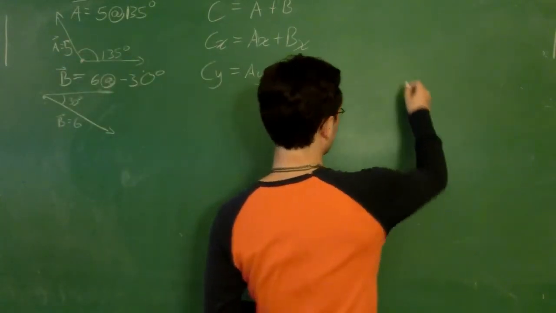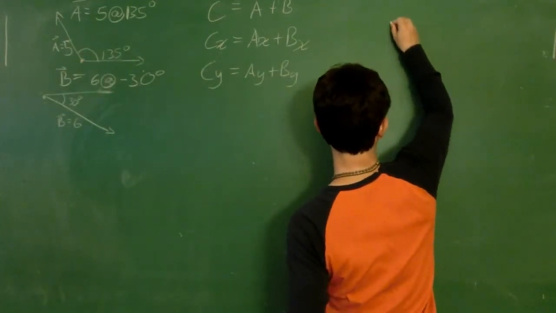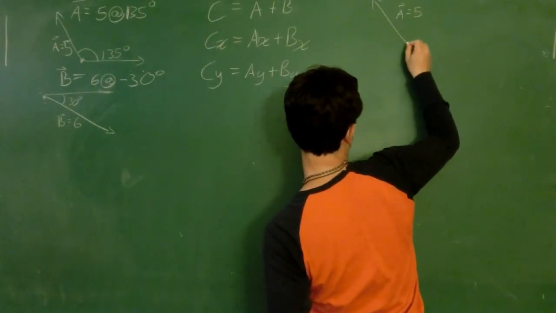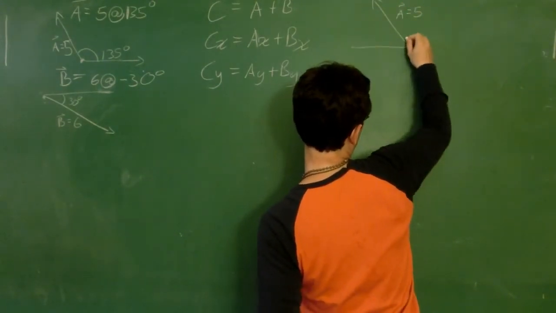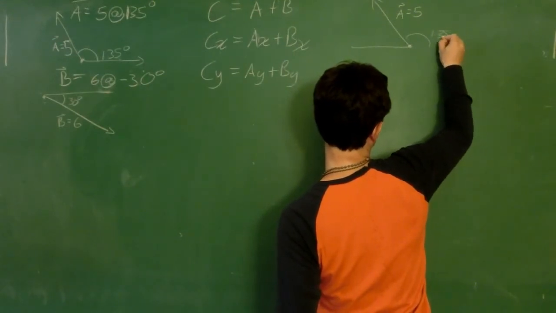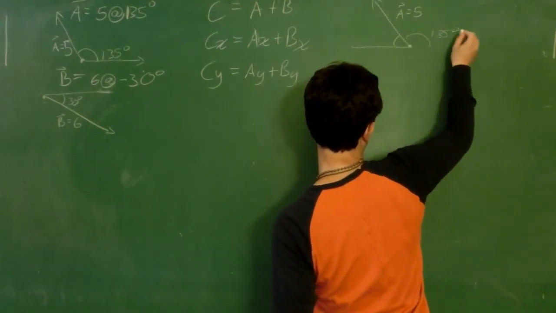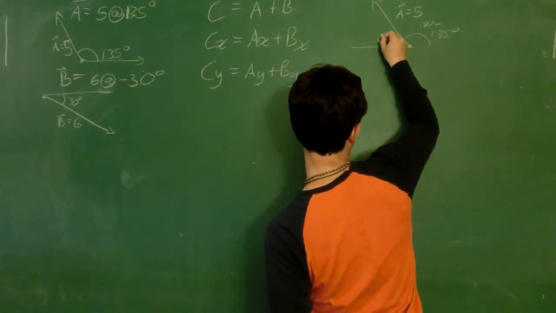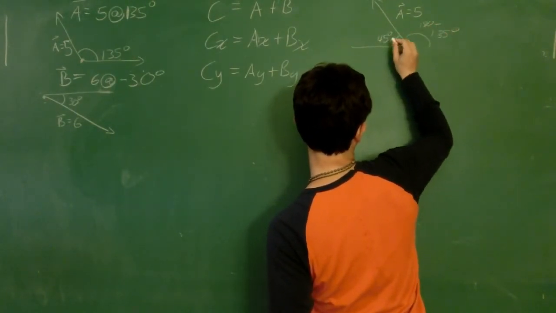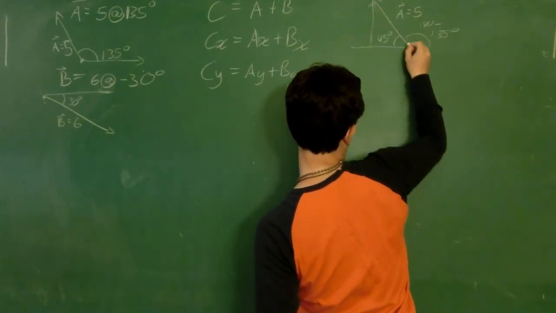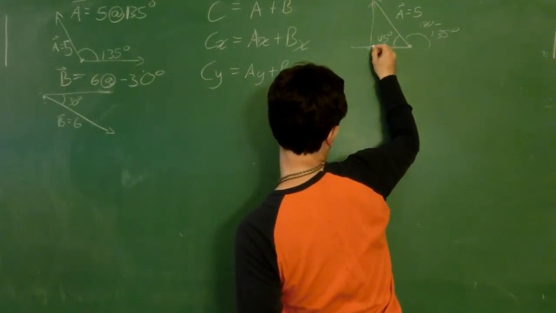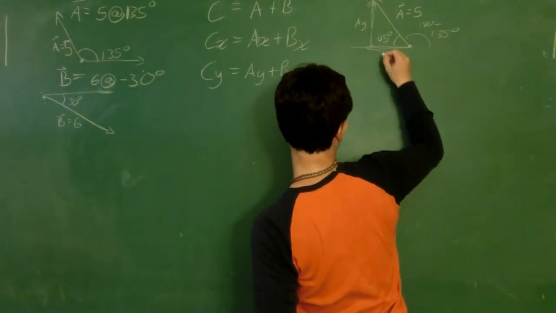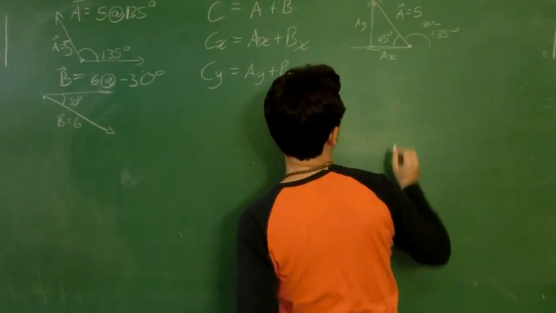So let's start over here with A. So it points up like this. It has a total length of 5. And if this is 135 degrees, then we could do 180 minus 135 and find out that this is 45 degrees. Okay, so we've got a triangle. We've got an x component that goes that way, and a y component that goes that way. We'll call the y component A sub y, and the x component A sub x.